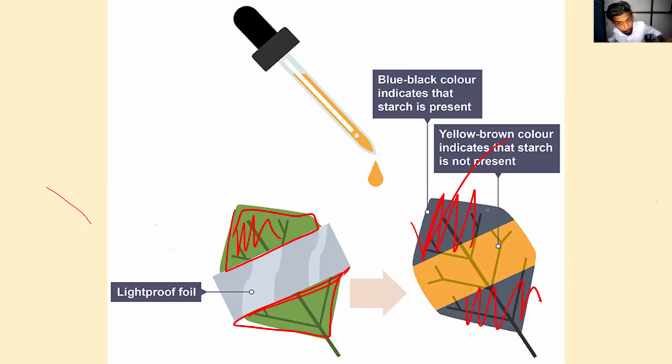Here we have the purple color, but the middle part we don't have the sunlight because we covered that area with the black color polythene, no? So we don't have the starch. So there will be no color change even after adding the iodine. Even after adding the iodine it will never show the color change because in that place we don't have the starch.